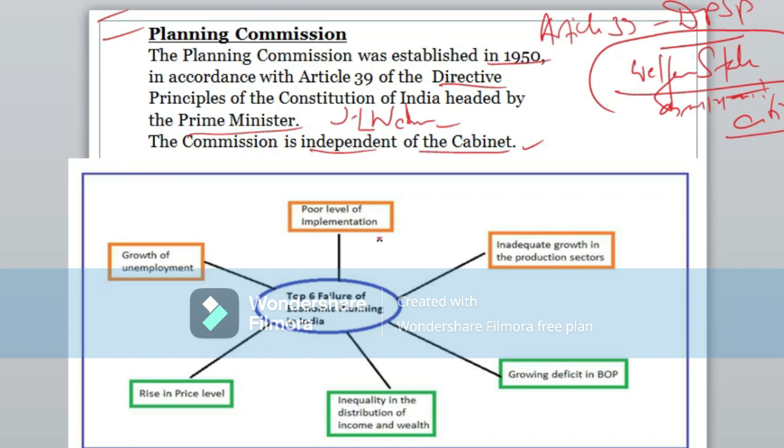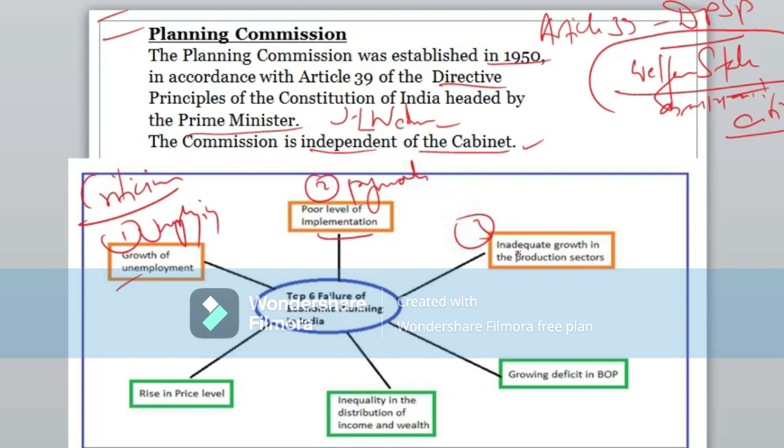So there were some flaws and bottleneck which Planning Commission cannot cater. तो ये क्या हो गया? क्रिटिसिज्म हो गया प्लानिंग कमीशन के. सो ग्रोथ ऑफ अनएम्प्लॉयमेंट, बेरोजगारी बढ़ते जा रही थी. सेकंड, पुअर लेवल ऑफ इम्प्लीमेंटेशन, जो प्रोग्राम्स थे उनके प्रॉपर इम्प्लीमेंटेशन नहीं हो पा रहे थे. थर्ड वाज इनएडिक्वेट ग्रोथ ऑफ प्रोडक्शन सेक्टर. प्रोडक्शन सेक्टर का प्रॉपरली ग्रोथ नहीं हो रहा था इन टर्म्स ऑफ रीजनल डेवलपमेंट एंड डेवलपमेंट अकॉर्डिंग टू रिसोर्सेज.